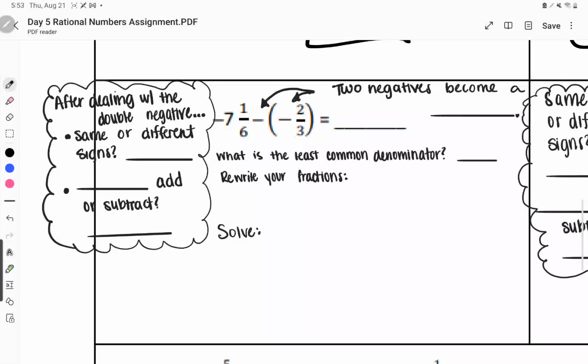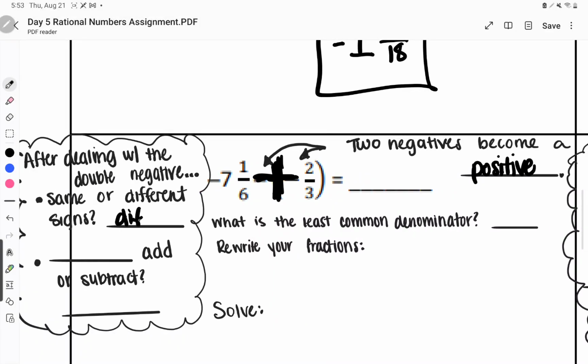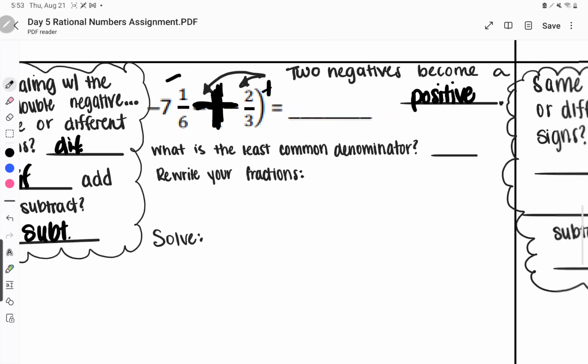Okay. For this one, we have -7 and 1/6 minus -2/3. Now, when we have two negatives right next to each other, they will be turned into a positive. So I'm actually looking at -7 and 1/6 plus 2/3. My negatives went away right here. So that's a positive right there. So are these same signs or different signs? These are different signs because this right here is negative, but this right here is positive. And then different signs subtract. So we first have to find the least common denominator.